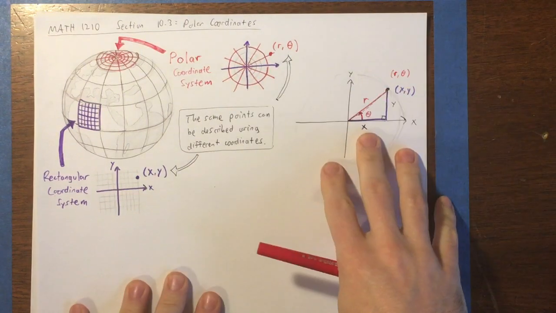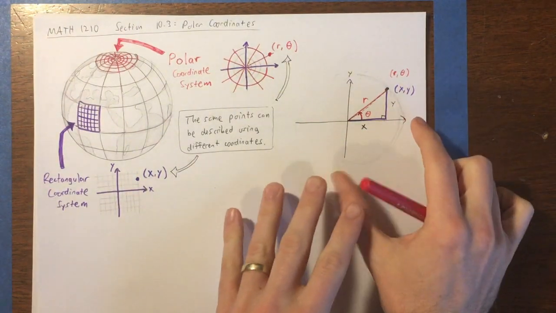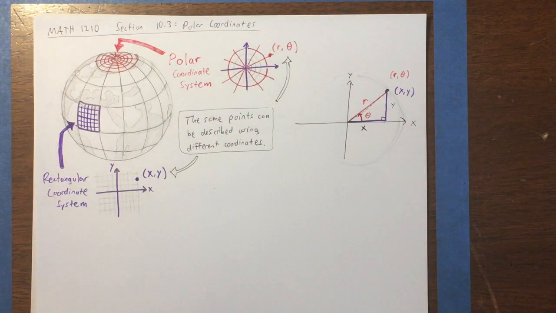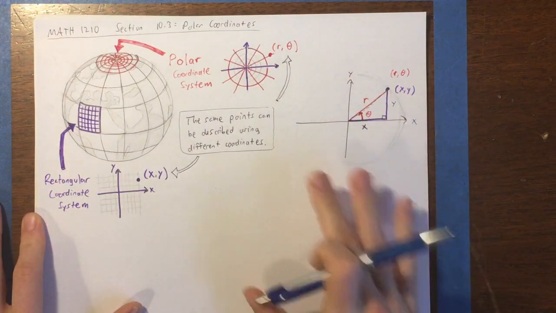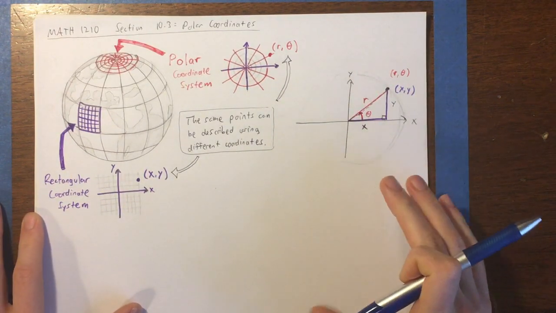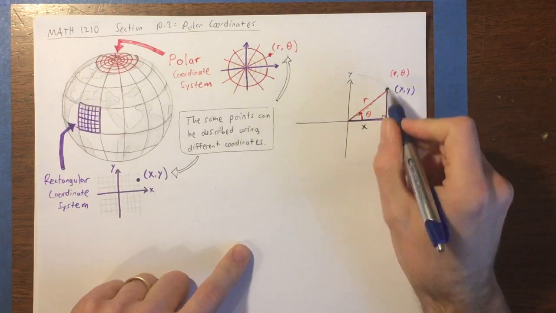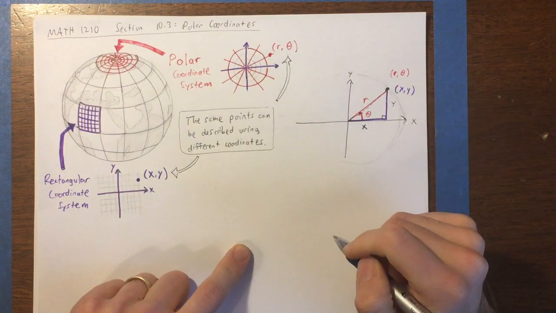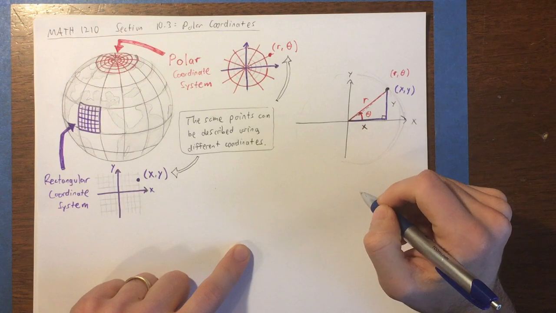Now, having drawn the x and y and the r and theta on the same picture, both coordinate systems superimposed on top of each other, we can use some trigonometry to figure out some relationships between these coordinates. First of all, I have a right triangle here. x and y are the legs of a right triangle, and r is the hypotenuse. Theta is an angle in standard position.